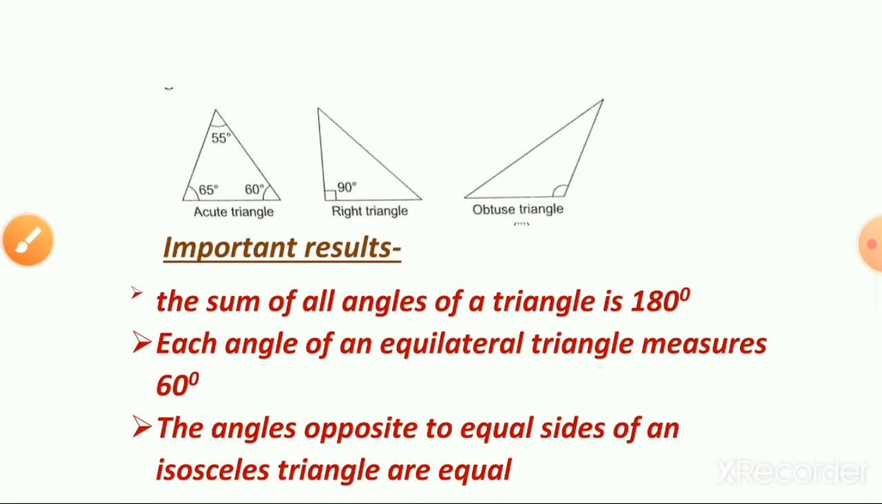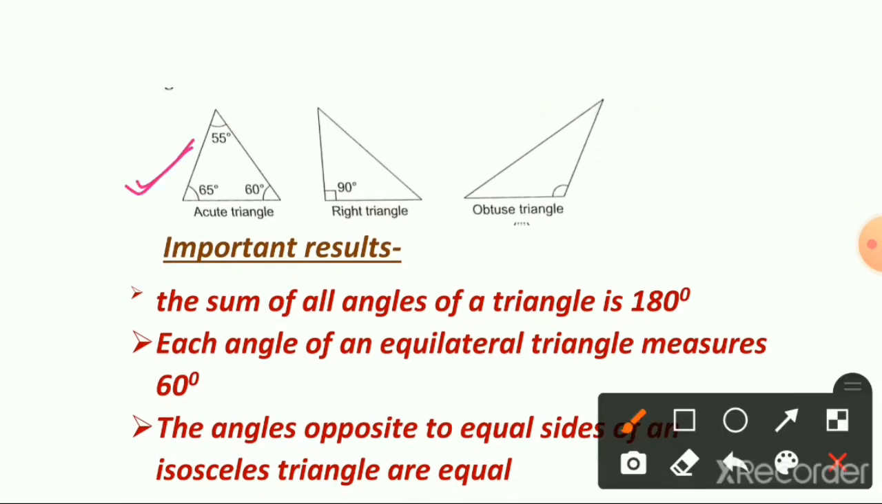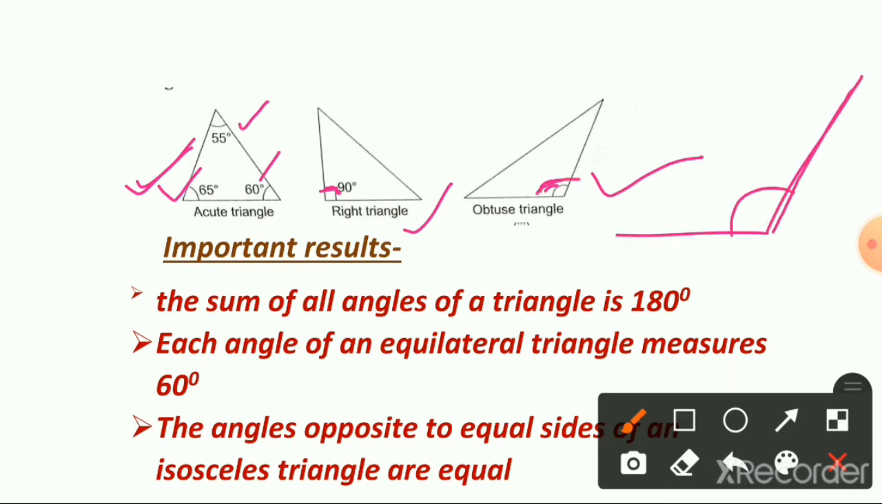See the type of the figure and how it looks. Look at this figure. It is acute because all the 3 angles are 55, 65, 60. So these are acute. In the same way, this is a right triangle because one of the angles is 90 degrees, and the third one is obtuse because you can see this angle. This one is an obtuse triangle.